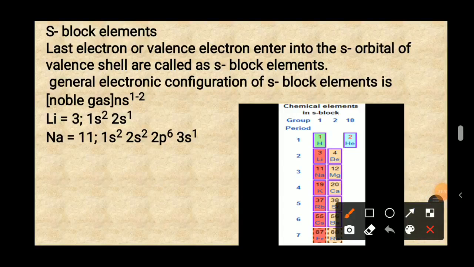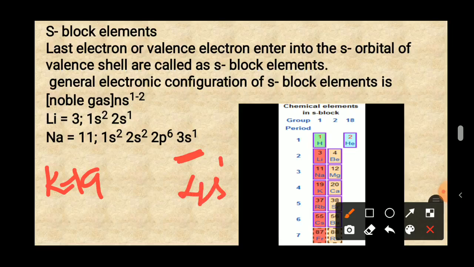Now you can write the electronic configuration of other elements of group number 1. Lithium, and sodium, which I have written here, is 1s2, 2s2, 2p6, 3s1. Here also the last electron enters the s orbital of the valence shell. If I write potassium, atomic number 19, the last electron is 4s1. Rubidium is 5s1.